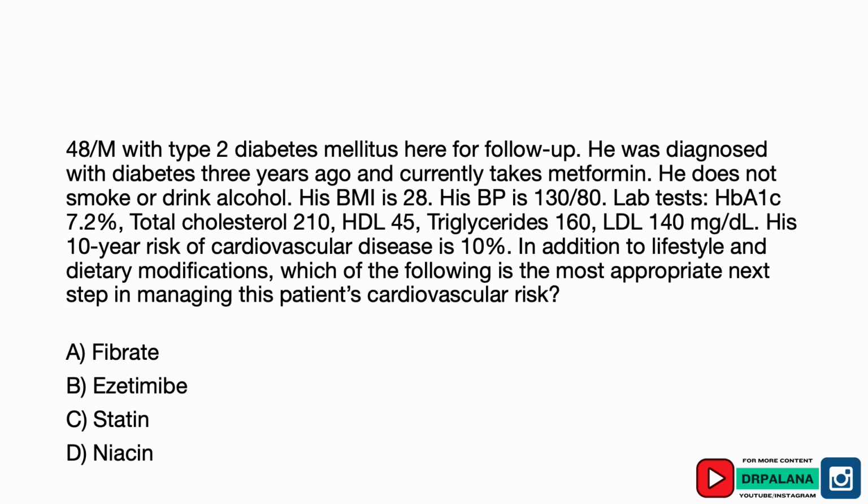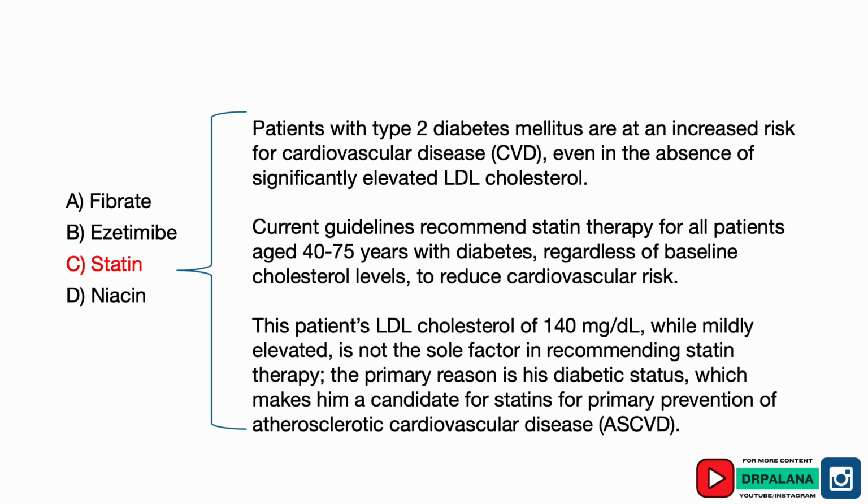And here the correct answer is statin therapy, which is C. Patients with type 2 diabetes are at increased risk for cardiovascular disease, even in the absence of significantly elevated LDL cholesterol. Current guidelines recommend statin therapy for all patients aged 40 to 75 years old with diabetes, regardless of baseline cholesterol levels, in order to reduce cardiovascular risk. This patient's LDL cholesterol is 140. While mildly elevated, it is not the sole factor in recommending statin therapy. The primary reason is his diabetic status, which makes him a candidate for statins for primary prevention of atherosclerotic cardiovascular disease.